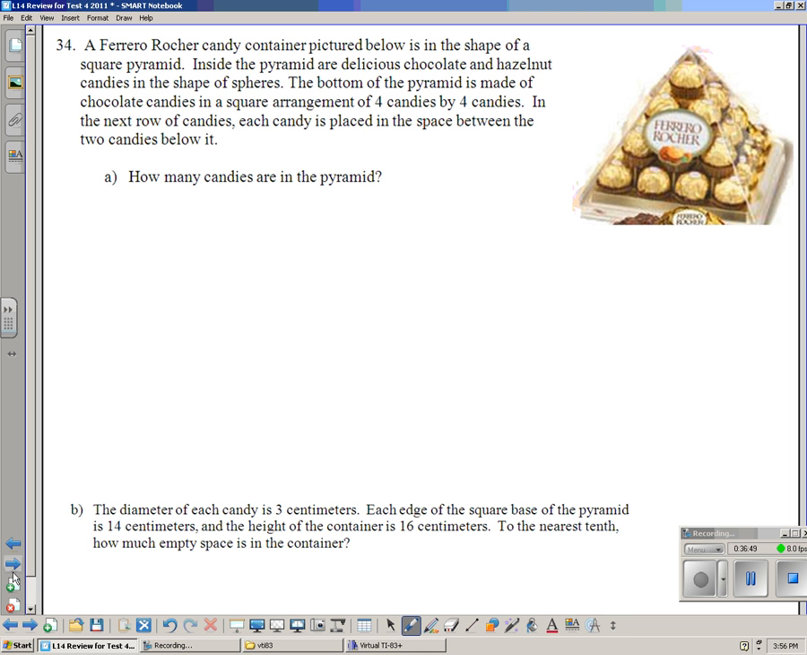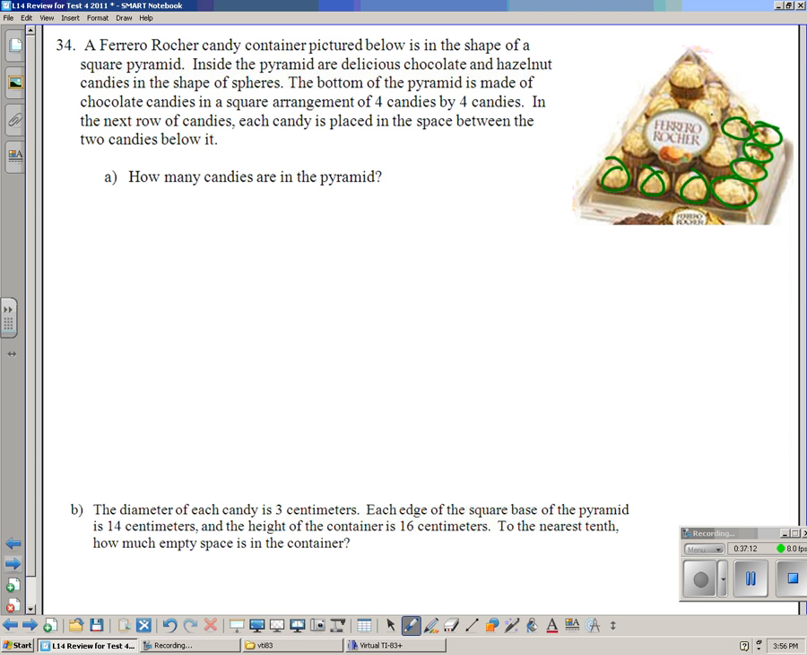All right, number 34. A Ferrero Rocher candy container, pictured below, is in the shape of a square pyramid. Inside the pyramid are delicious chocolate and hazelnut candies in the shape of spheres. The bottom of the pyramid is made up of chocolate candies in a square arrangement of 4 candies by 4 candies. So what that means is the bottom of the pyramid, if you look at the picture real close, you get 4 candies going 4 candies this way.